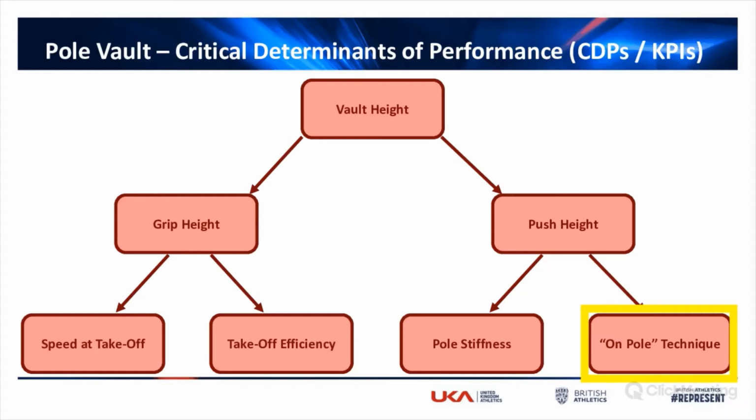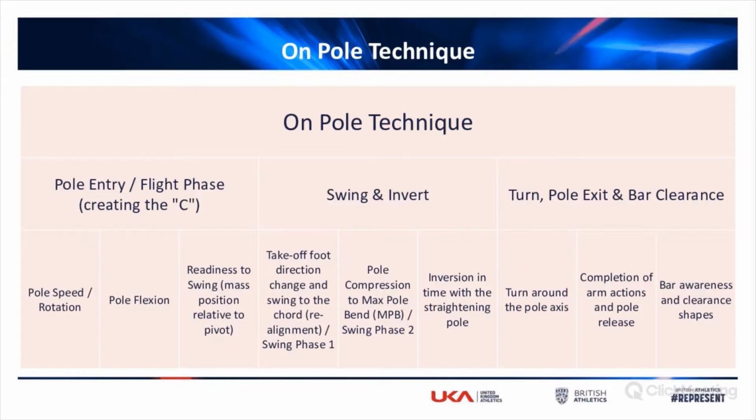So just a quick recap then on our critical determinants model. Remember, vault height is a product of grip and push. And on the push height side of the model, we talked about pole stiffness and how important that is at the last sitting. And then tonight, we're going to look at on-pole technique and how that influences push height and ultimately the height that athletes vault. So that's going to be how we consider on-pole technique.